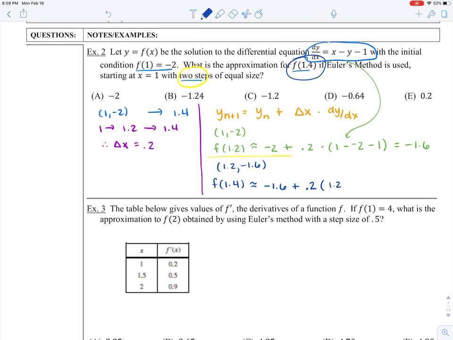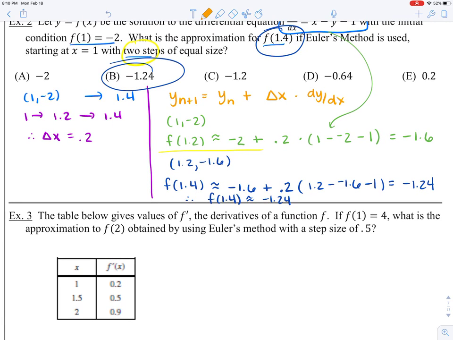So x minus y minus 1. And I get a value of about -1.24. So therefore I can say that f of 1.4 is approximately -1.24. So my friendly reminder is every single time you are using this point, nowhere will you actually use the 1.2 or the 1.4 for the current calculation.